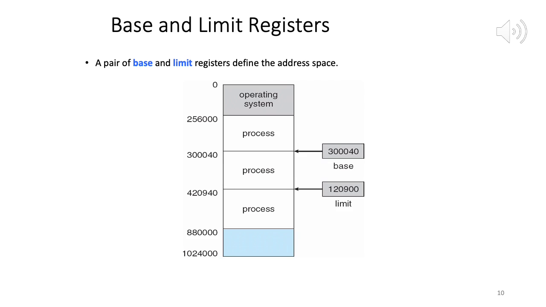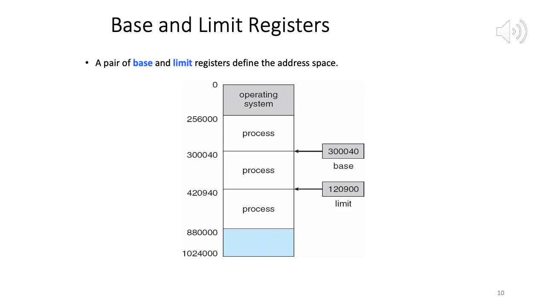So now I am on slide 10. Here we are showing the base and limit registers for one particular process. This is a snapshot, an image of our main memory, or what we call our physical memory. We can see that starting from 0 to 256,000 we have the OS stored. If each location holds a byte, then this is the size in terms of number of bytes.